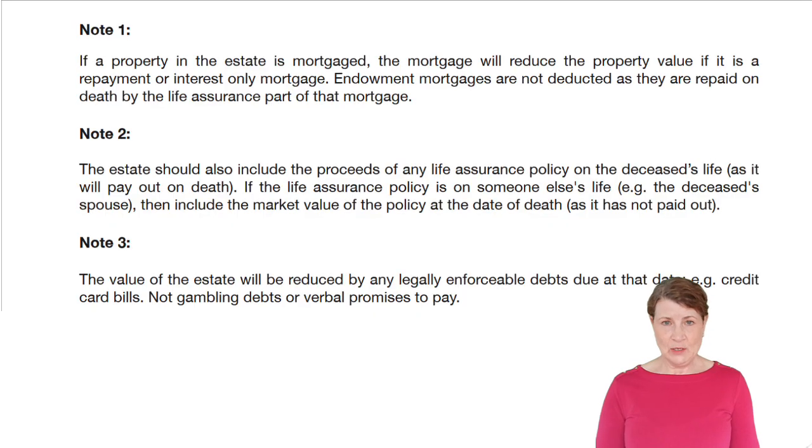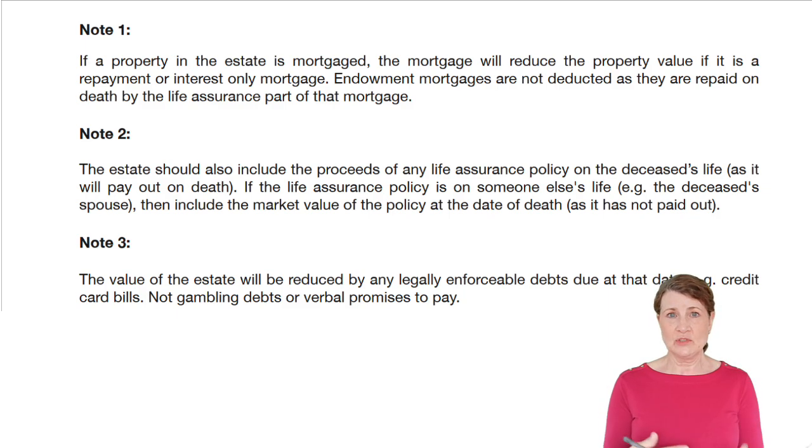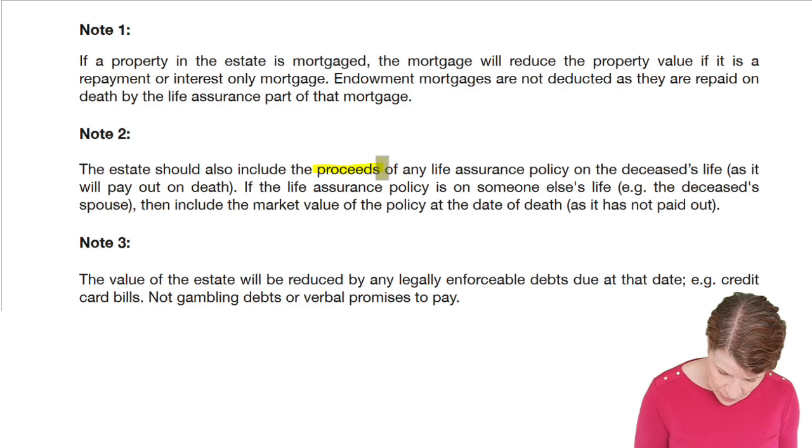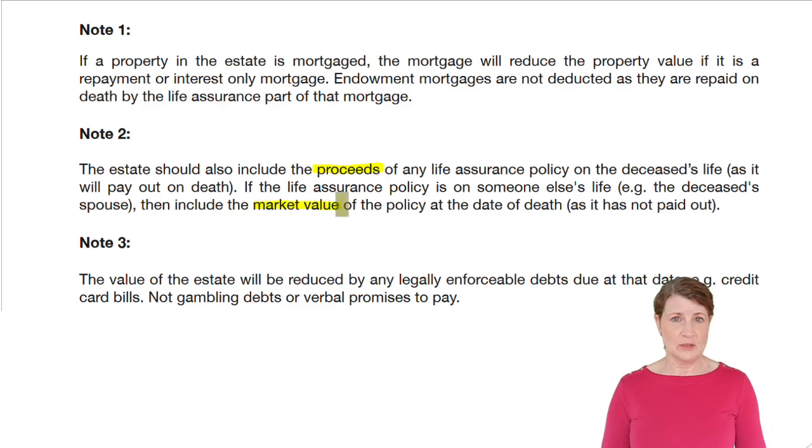If I take it out on my husband's life and then I die, that policy is not paying out because it only pays out when he dies. But it was my asset. So the amount to include in my death estate computation is the market value. Now, if it was on my life and I've died, then that policy is paying out. So the amount to include in the death estate computation is the proceeds, whatever the insurance company has paid out as a result of my death. So you can have either proceeds or market value depending on whose life it's on.